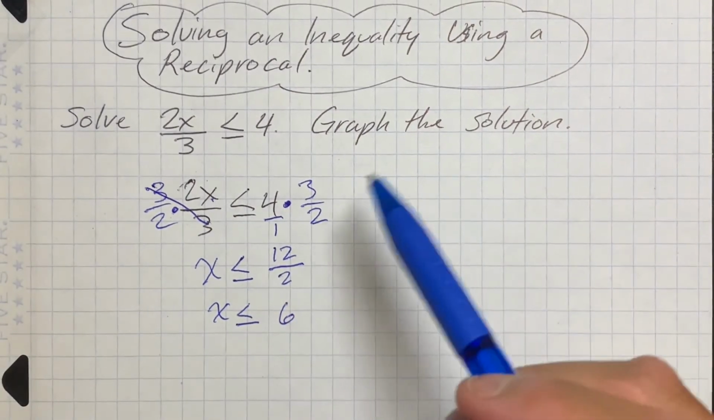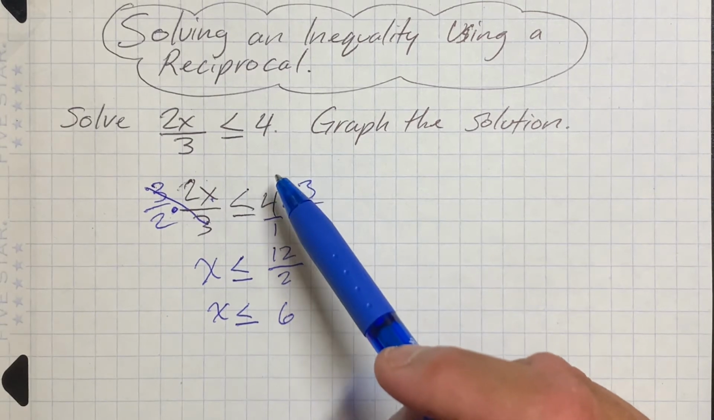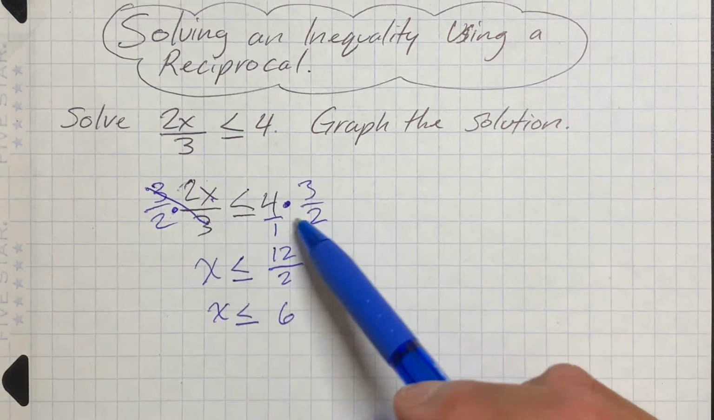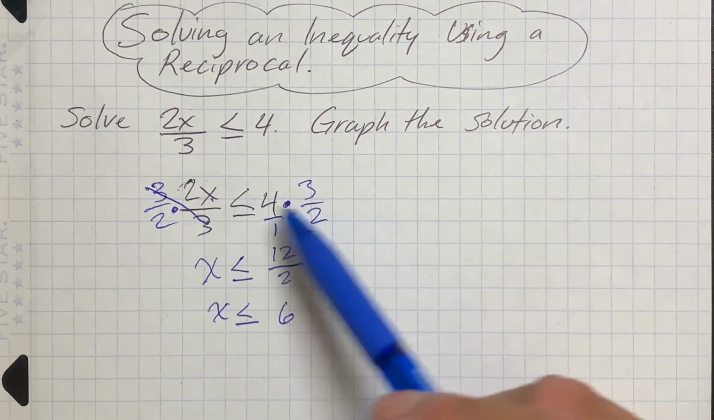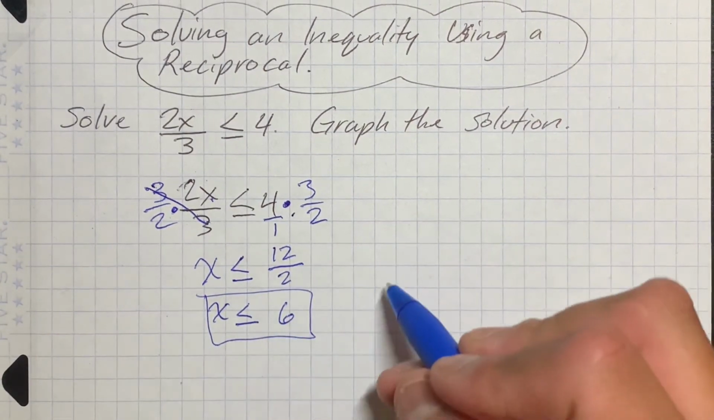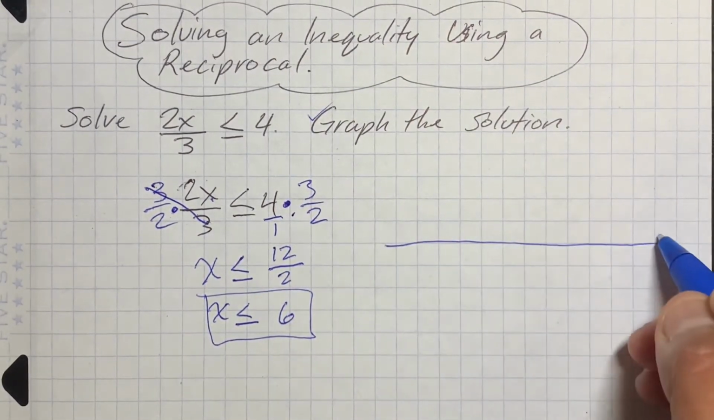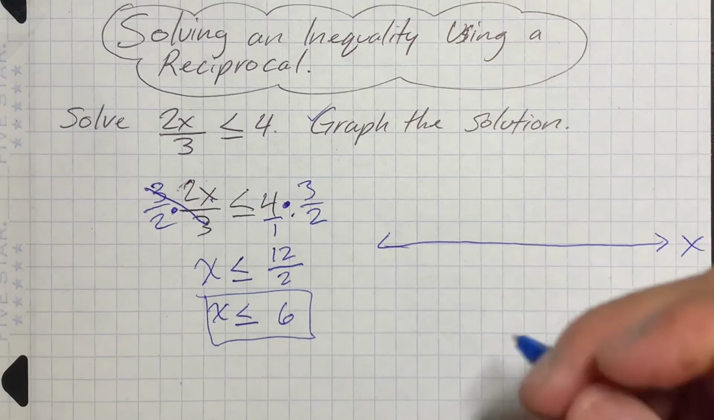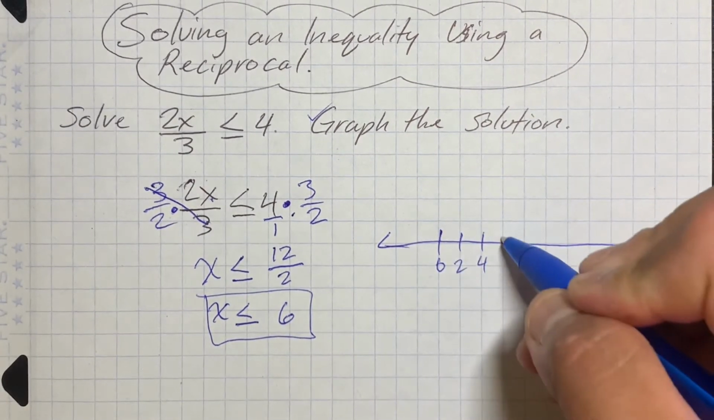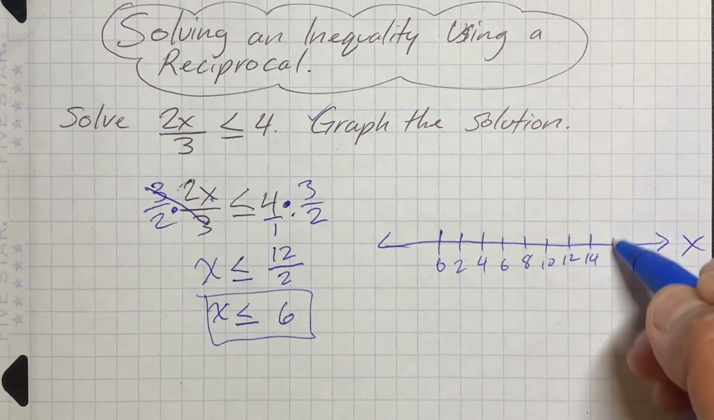Okay. So again, just to recap, we wrote the inequality and we rewrote it using the reciprocal. And then we also went ahead and used the multiplication property of inequality, and we simplified to x is less than or equal to 6. Next, we have to graph the solution. Here's your x-axis. Here is 0, positive 2, 4, 6, 8, 10, 12. I'm going to go in multiples of 2, okay?